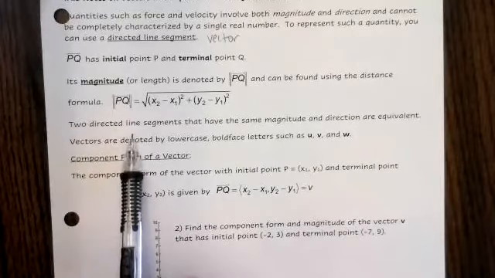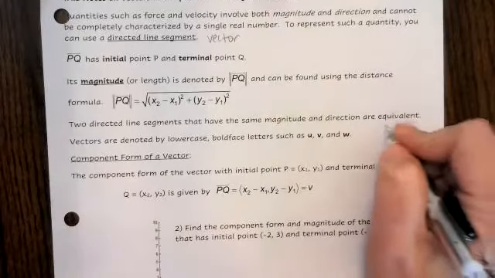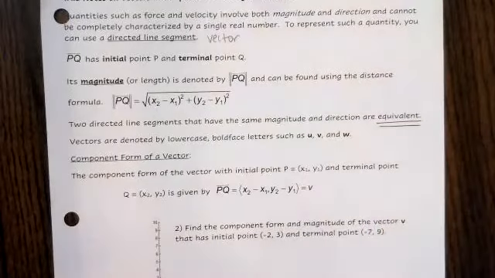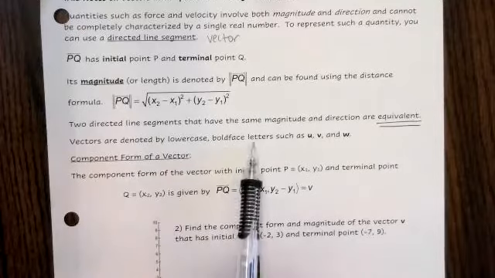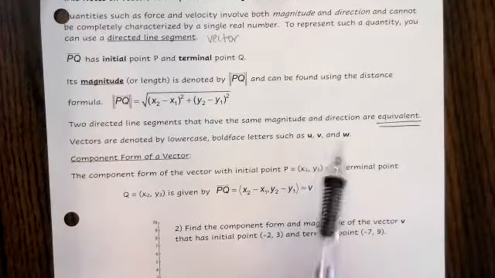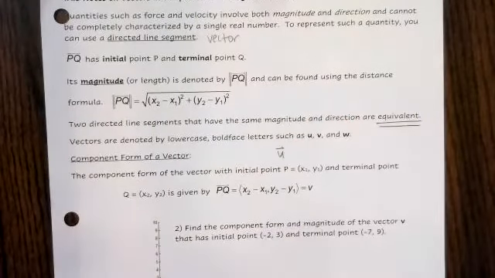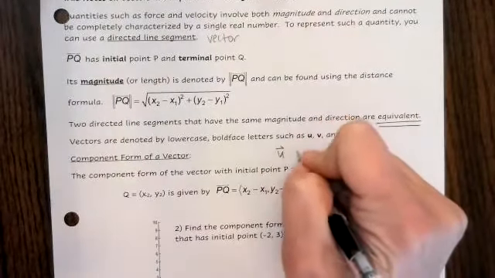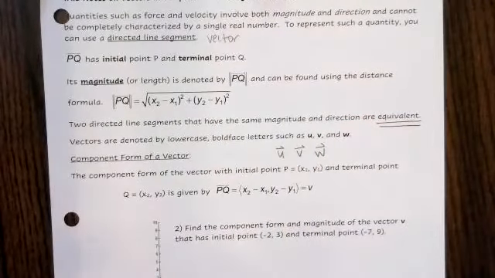Two directed line segments that have the same magnitude and direction are equivalent. That means that there could be several vectors that have the same magnitude and direction. Vectors are denoted by lowercase boldface letters such as u, v, w. A lot of the times you're also going to see it with the line on top. That also means vector there, or v, or w. So that little w with the line on top, that also means vector.